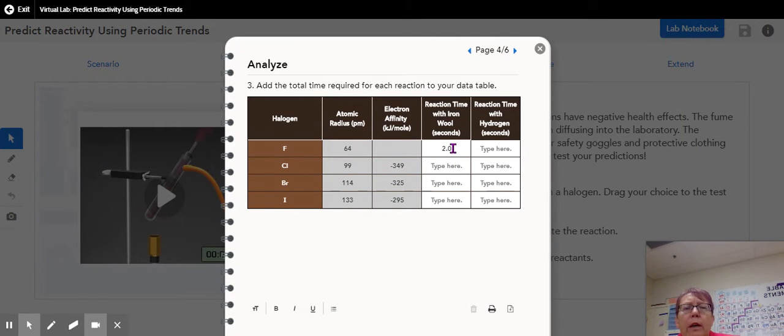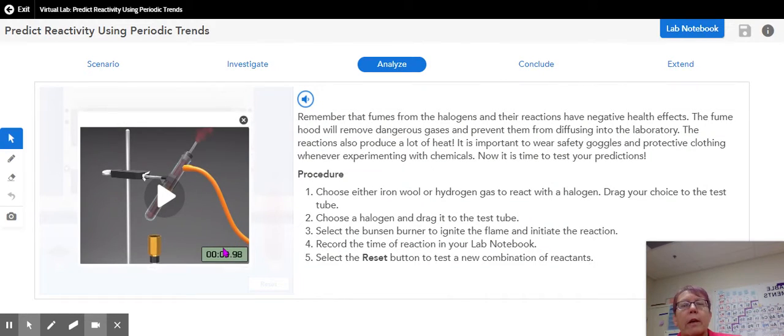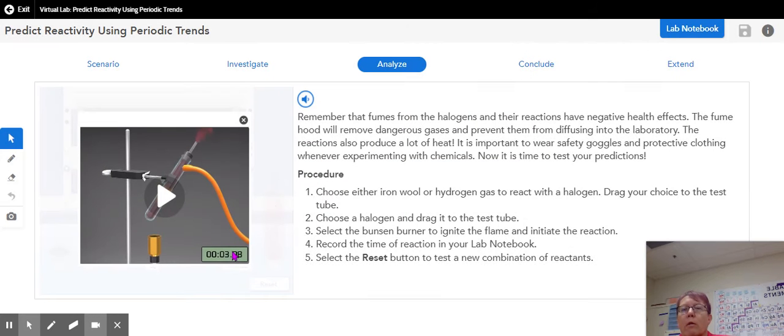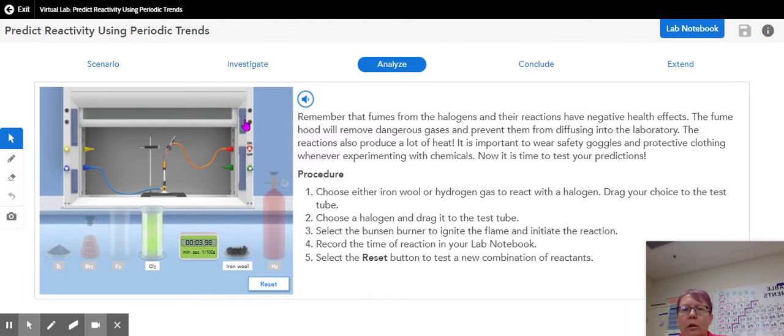Okay, so I'm going to go over here into my lab notebook and put, what did I just say that was? 3.98? Is that right? My memory says 3.98. Yes, okay, so I make sure I got that right. 3.98 seconds. Okay, now we're going to go back. Close this window. Hit reset.